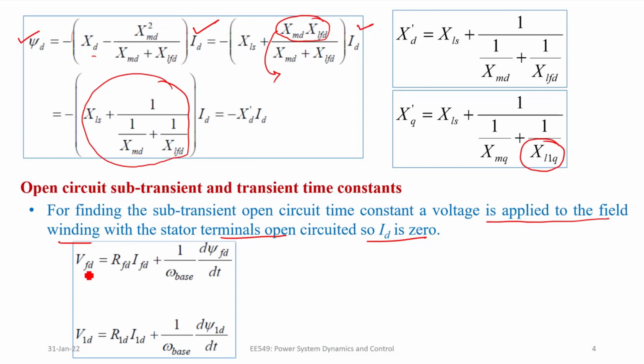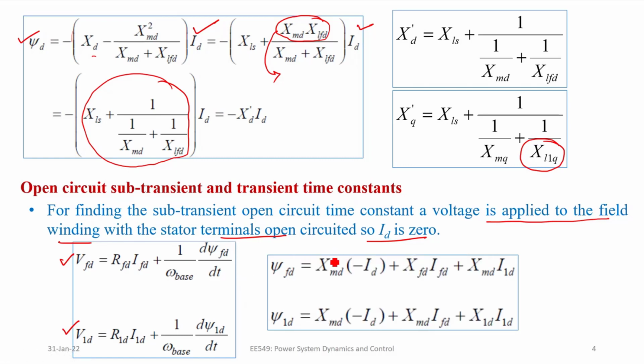If we write the voltage equation, I can write VFD, the D axis field winding voltage equation. VFD will be equal to RFD IFD plus 1 by omega base d psi FD by dt. Then the 1D axis voltage, V1D, will be equal to R1D into I1D plus 1 by omega base d by dt of psi 1D. This is your voltage equation, and because we are assuming ID equal to 0, the ID terms will become 0.